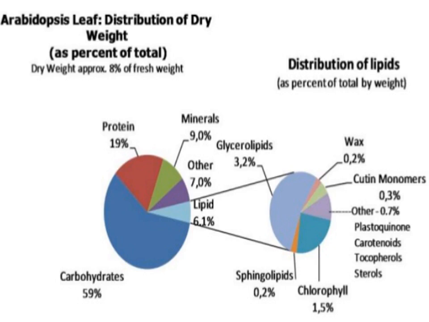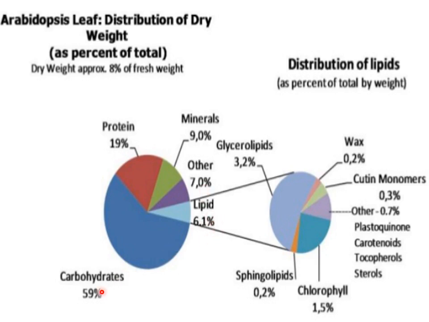As this picture represents, which is the example of an Arabidopsis leaf, it shows the distribution of dry weight as the percent of total, and dry weight is approximately 8% of the fresh weight. Here you can see that among all the components present in the leaf, carbohydrates contain 59% of the total. The rest is 19% protein, 9% mineral, 7% any other, and 6.1% lipid.